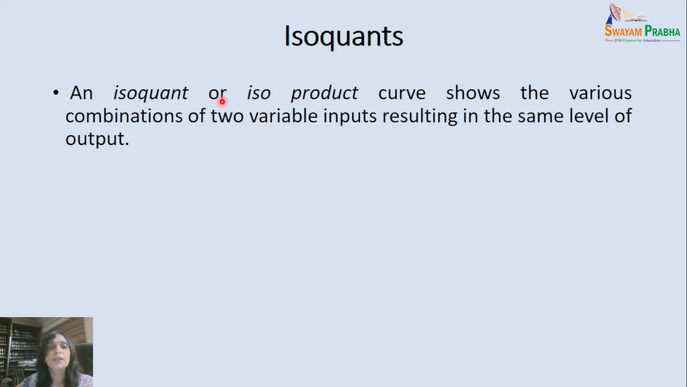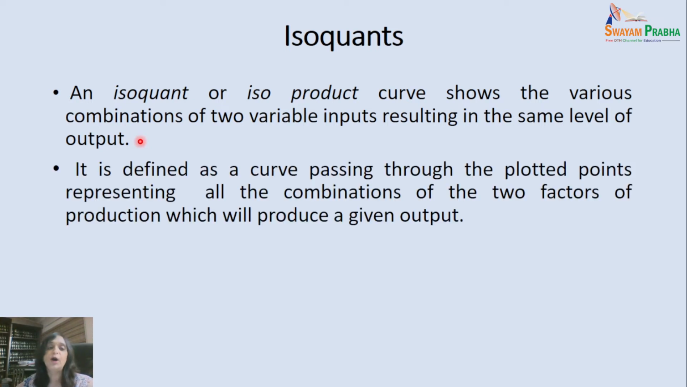So what does an isoquant or isoproduct curve show? It shows the various combinations of the two variable inputs which result in the same level of output. That is, different combinations of labor and capital which generate the same level of output. When we join them together, the curve that we get is called an isoquant, or equal product curve. In this curve, all the combinations of the two variable inputs are going to give the producer the same level of output.